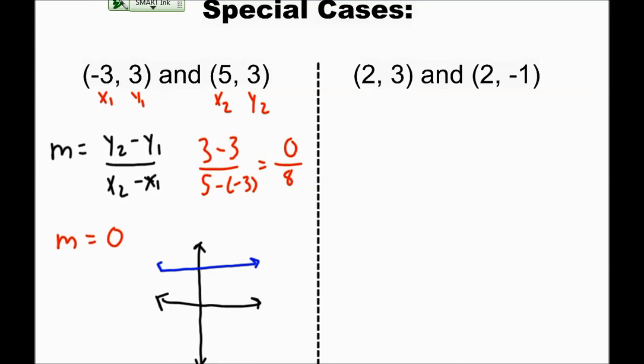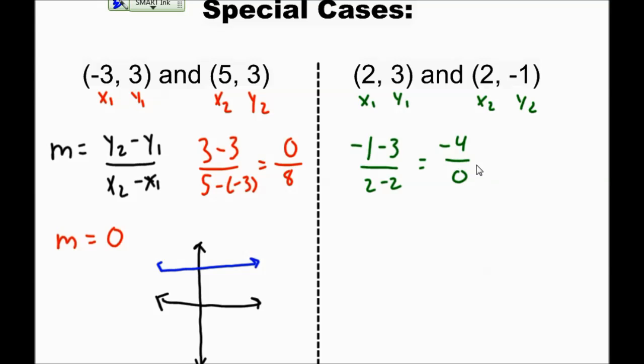So same thing, I'm going to label x1, y1, x2, y2. So I'm going to get negative 1 minus 3 over 2 minus 2. And well, that gives me negative 4 over 0. Well, here's the big question. What's negative 4 divided by 0? Well, it's actually not possible. You can't divide anything by 0.